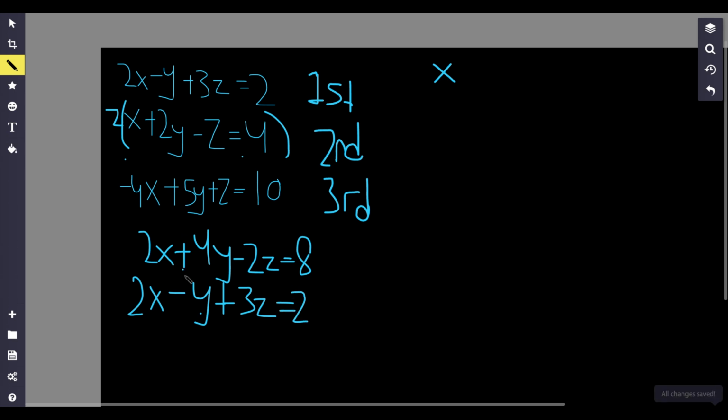Now that I have the top and bottom equations lined up, let's do some elimination. These two x's cancel out. 4y minus negative y is just going to be 5y, right? Negative negative makes positive. Negative 2z minus 3z is negative 5z. 8 minus 2 is equal to 6.